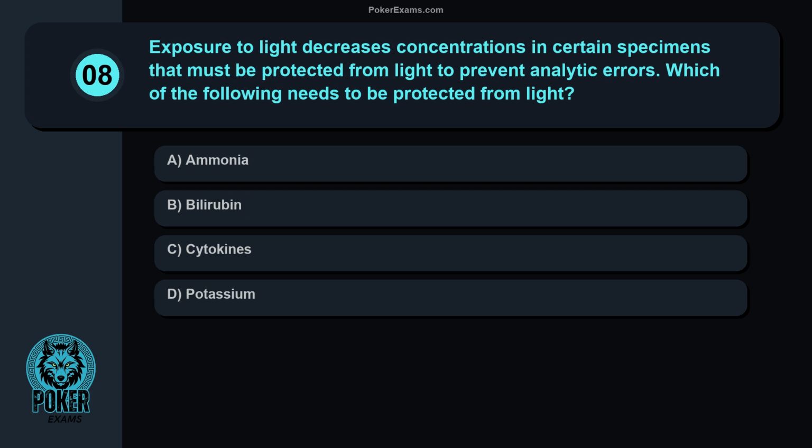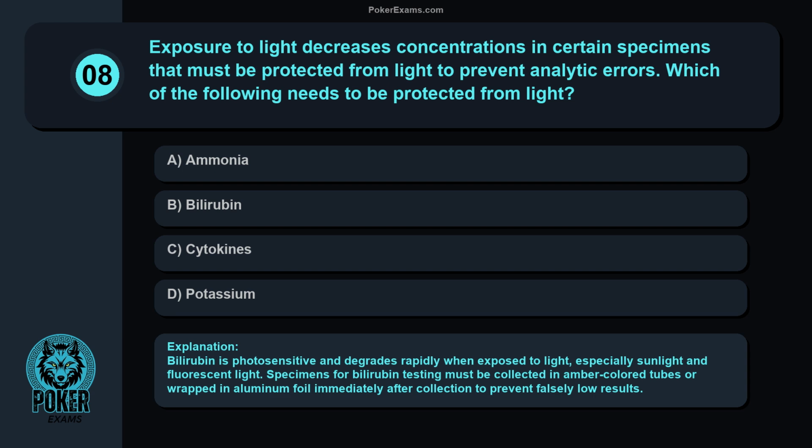Question 8. Exposure to light decreases concentrations in certain specimens that must be protected from light to prevent analytic errors. Which of the following needs to be protected from light? Ammonia, bilirubin, cytokines, potassium. Bilirubin is photosensitive and degrades rapidly when exposed to light, especially sunlight and fluorescent light. Specimens for bilirubin testing must be collected in amber-colored tubes or wrapped in aluminum foil immediately after collection to prevent falsely low results.